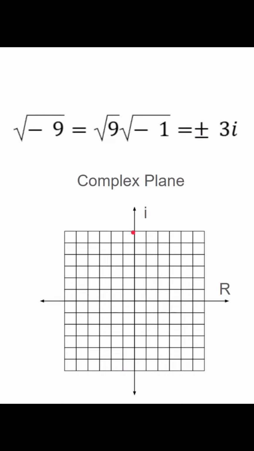And then any combination of real and imaginary, so something that has a real and imaginary component, is called a complex number. And so, for example, 2 plus 3i would be 2 real plus 3 imaginary. So, any complex number with a real and an imaginary part can be graphed on the complex plane.